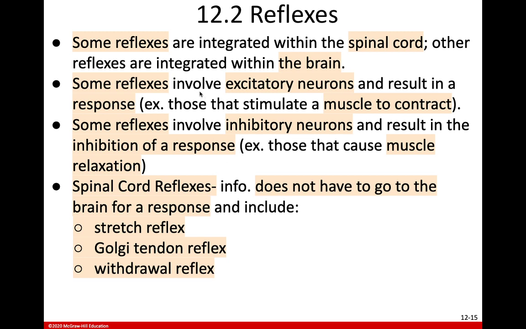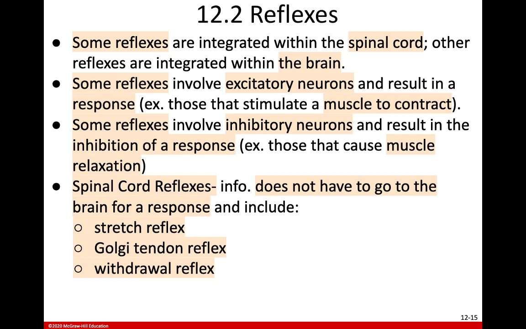Okay, so again, some reflexes are integrated within the spinal cord, others are integrated within the brain. The ones that we're going to talk about today are integrated within the spinal cord. Now, this doesn't mean that information doesn't go to the brain, but the information doesn't have to go all the way to the brain for a response. Because if you had to wait for information to go all the way to the brain and then come back down to tell you to move your hand away from that hot pot, you would already be severely burned, because that would take longer since the information has to go further.